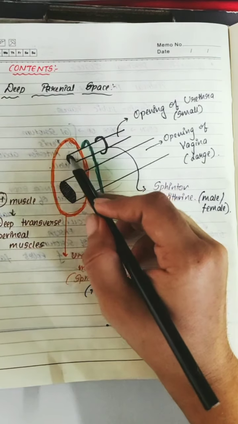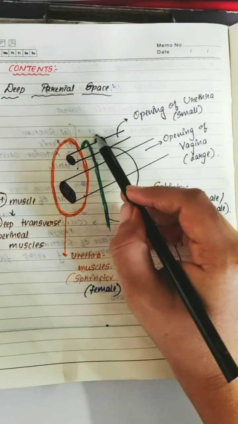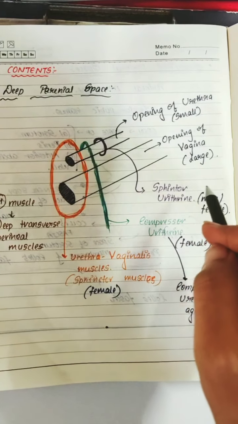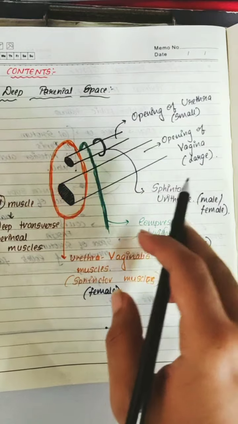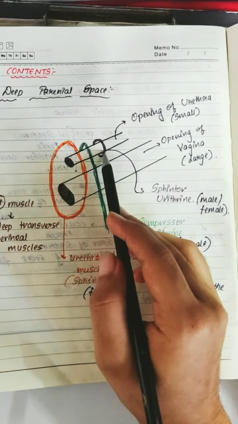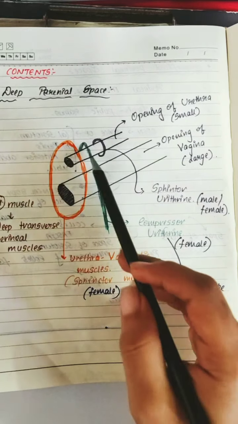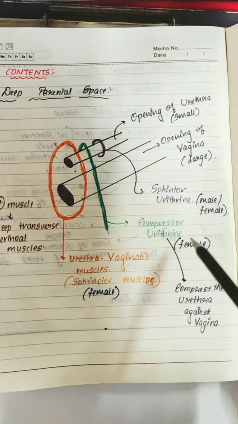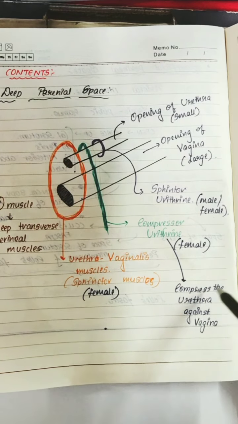So near this opening of urethra, there is a muscle. This muscle is called the sphincter urethrae muscle, which is seen both in female as well as the male. Sphincter urethrae muscles. Next comes the compressor urethrae muscles, which is seen only in female because it compresses the urethra against the vagina.